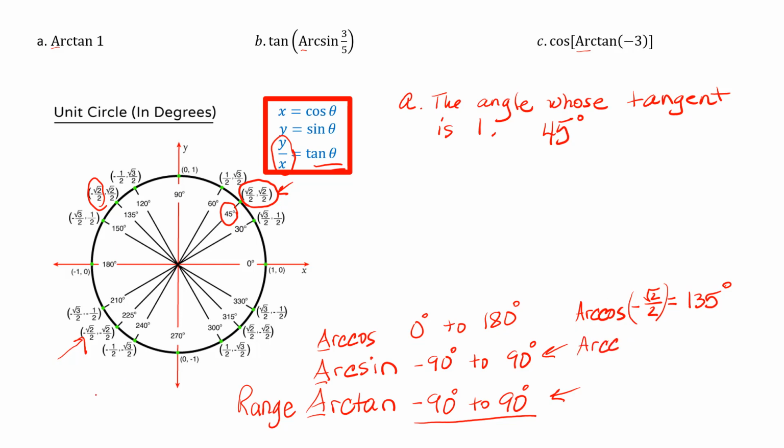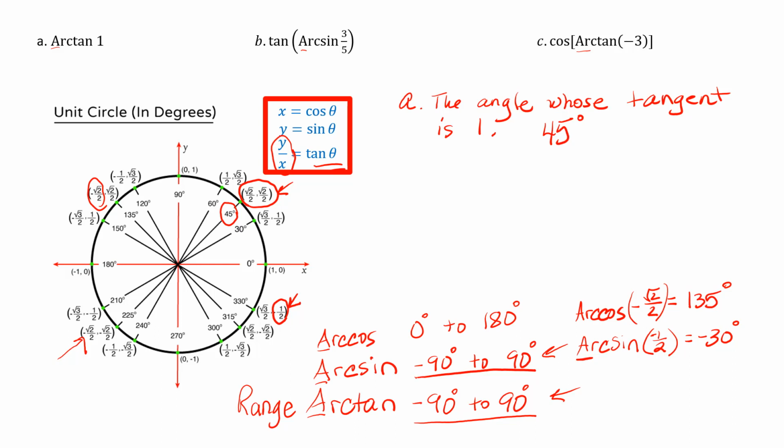If we had arcsine, with a capital A, let's say negative 1/2. The angle whose sine is negative 1/2 is right here at 330. However, we can't call it 330. We have to call it something between negative 90 and 90 because this has a capital A. So we will call it negative 30. So hopefully you see what I mean about the ranges for arccosine, arcsine, and arctangent. Your answers have to be in those ranges.